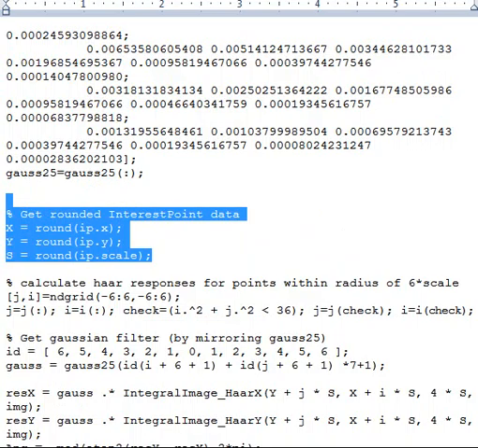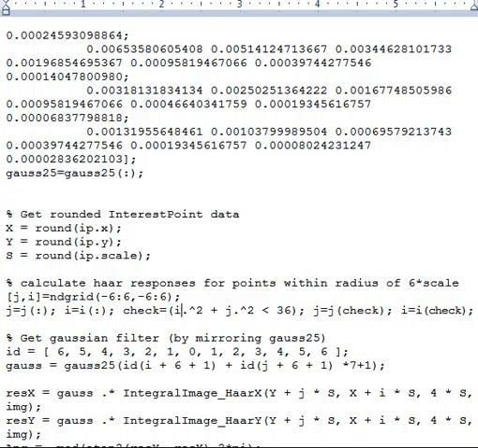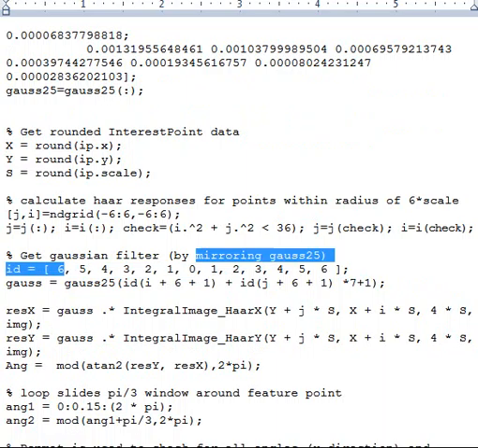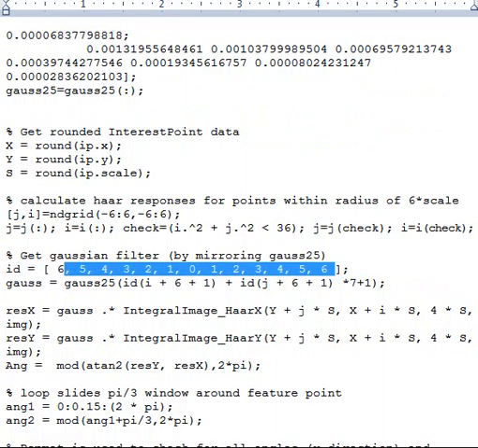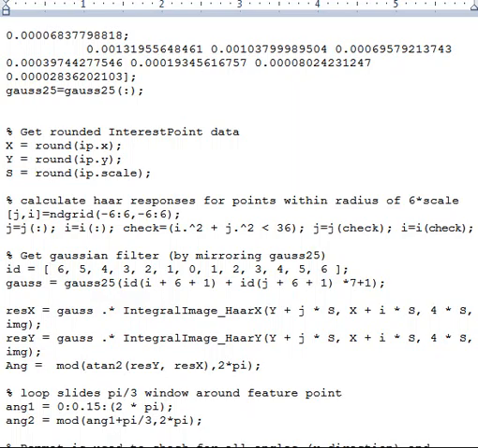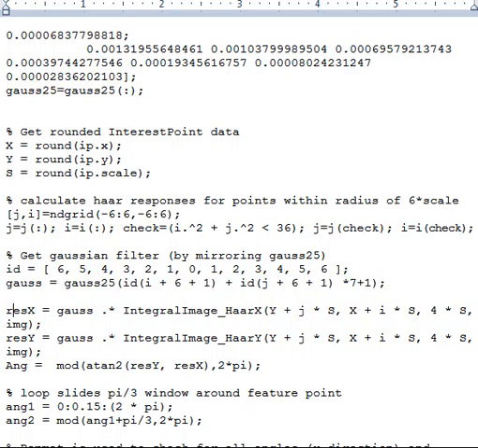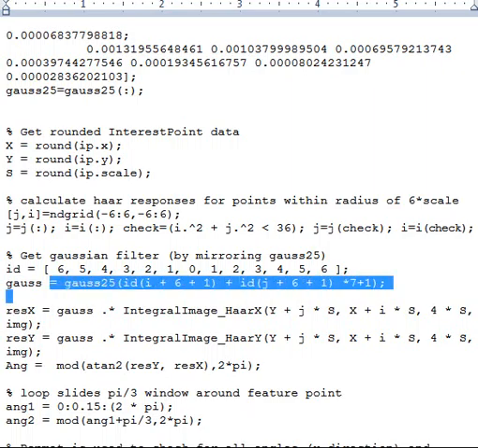So basically you check the 36 pixels around the original pixel, and then j equal to j colon, i equal to i colon check. Now you take a Euclidean distance less than 36, and then if it matches, then you apply the Gaussian filter by mirroring the Gauss 25. So you put this ID 6542, so it's a symmetric ID of 36 terms, and basically to Gauss 25 you pass this ID, and then 7 plus 1 times you multiply, then for residual x you pass this new Gauss filter, which is the image filter, now the mirrored image filter.